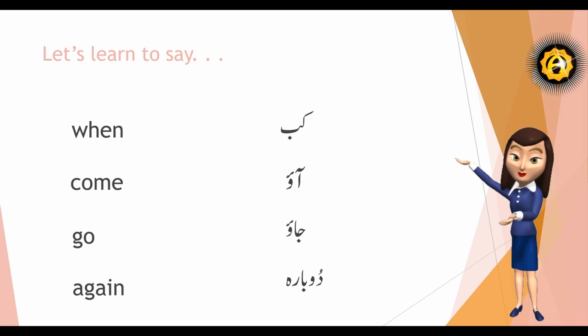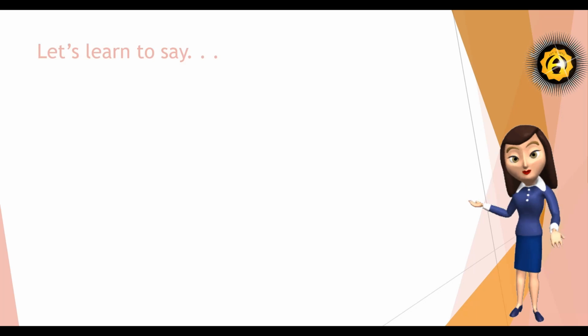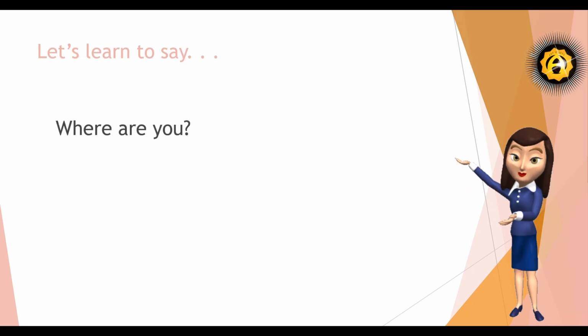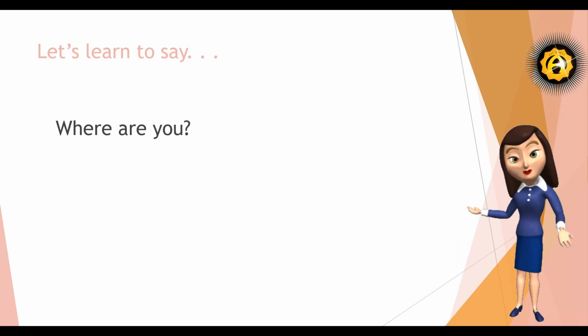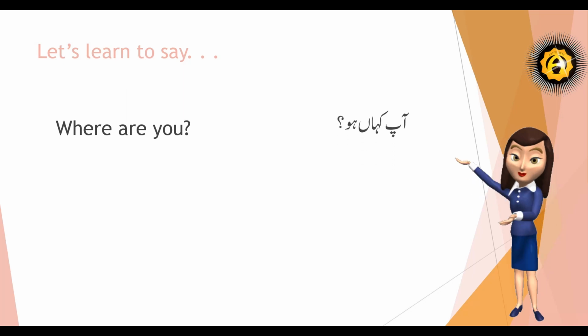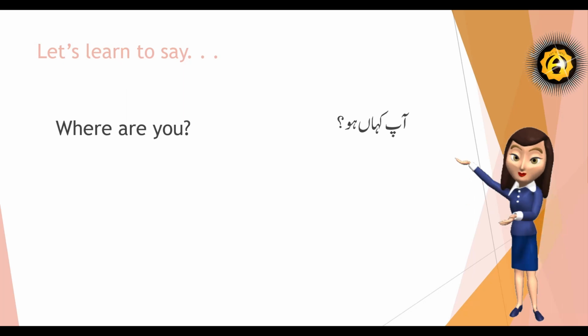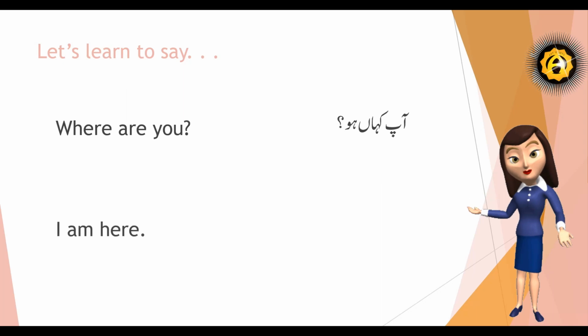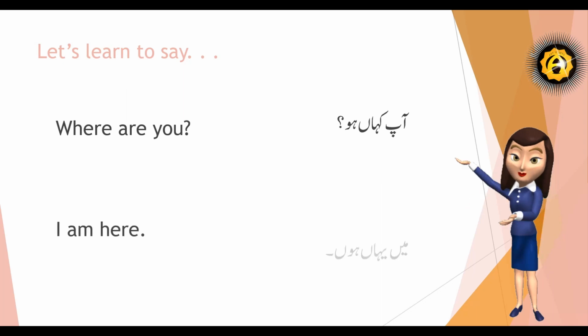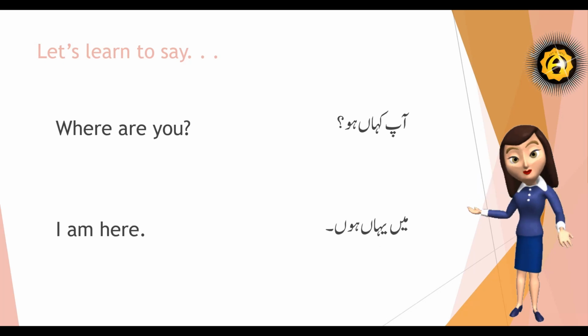Alright, now let's learn to say where are you? We have already learned this. Let's revise it, alright? So in English we ask and say where are you? And in Urdu it is आप कहाँ हो? Where are you? We reply and say I'm here. And in Urdu it is मैं यहाँ हूँ. I am here.